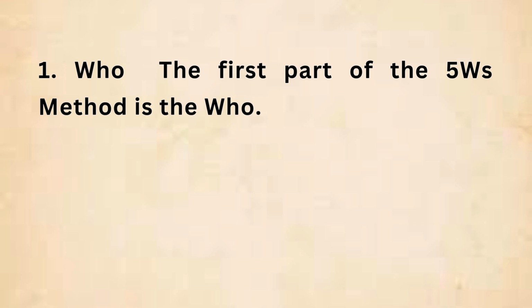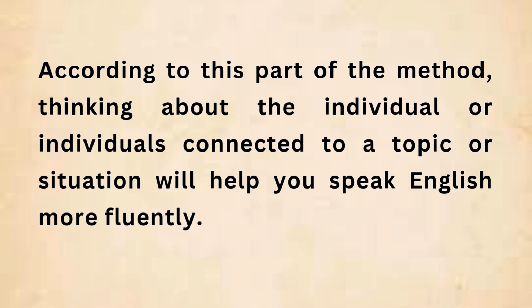One, who. The first part of the 5 W's method is the who. According to this part of the method, thinking about the individual or individuals connected to a topic or situation will help you speak English more fluently.